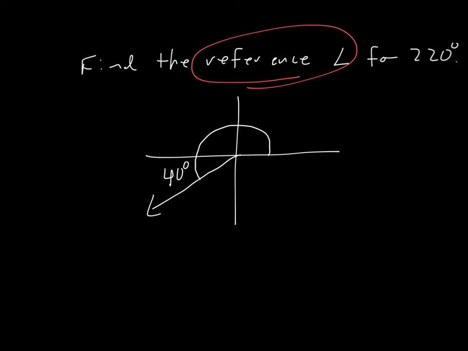It's always going to be the angle between the horizontal line and the line where the angle ended. So this thing could have gone around and around, but if it ended up right here and this was 40 degrees, then this angle right here is called the reference angle. So the answer to this problem is just 40 degrees. So a reference angle is always an acute angle.